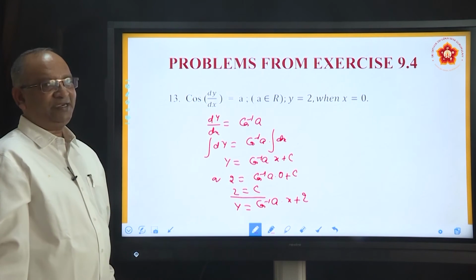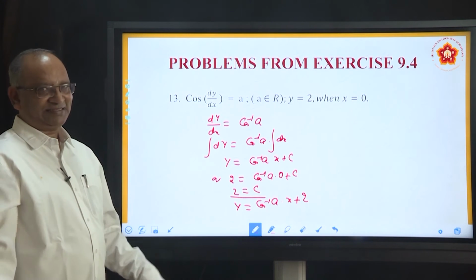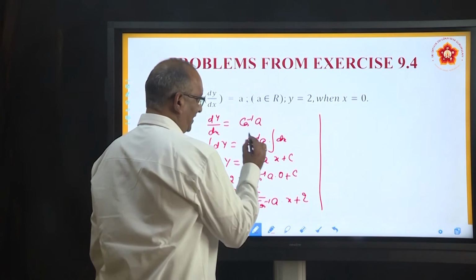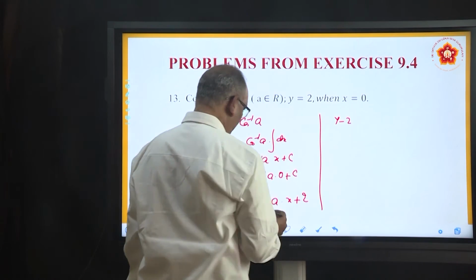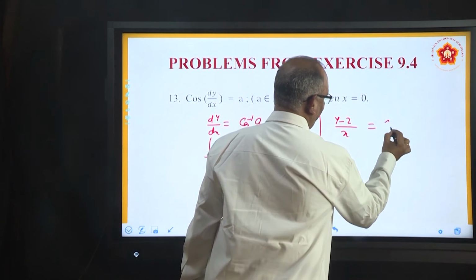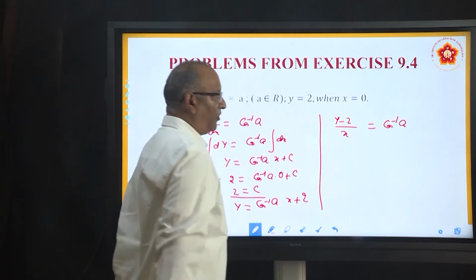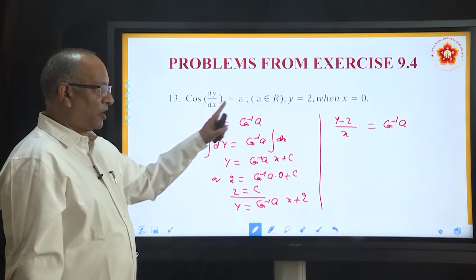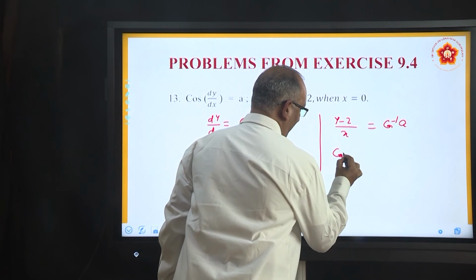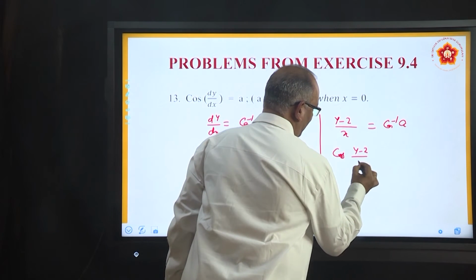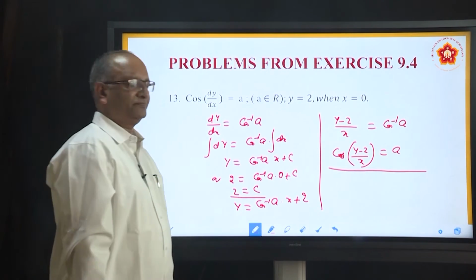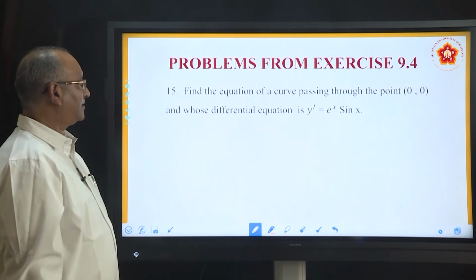This can be written in so many different ways. You can leave it as it is, but if you wish, you can also take 2 to this side, it will become y minus 2. Take x also to this side, it will become (y minus 2) by x equal to cos inverse a. And if you go back to the original form, take cos inverse to this side again. So you get cos of (y minus 2) by x is equal to a. This is the solution. We will move to the next problem.